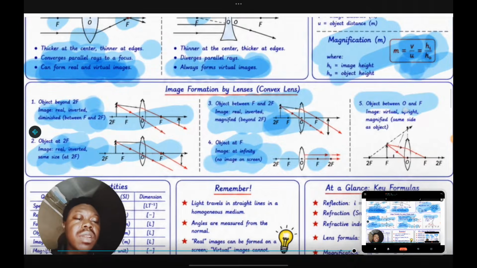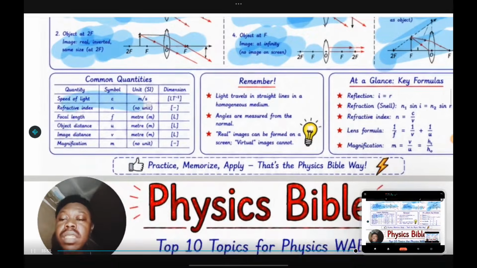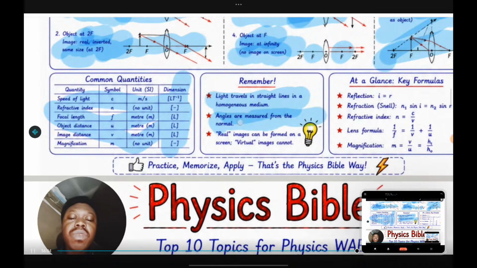Then object between O and F, what are you going to have? Virtual image, upright, magnified, larger than the object. Take note of all this. Please remember all these SI units and their dimensional formula. Remember, light travels in a straight line in a homogeneous medium. Angles are measured from the normal, so you must introduce your normal. Real images can be formed on screen. Virtual images cannot be formed on the screen. At a glance, please take note of all this.